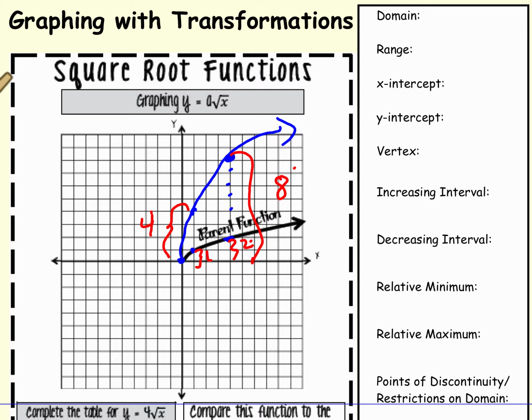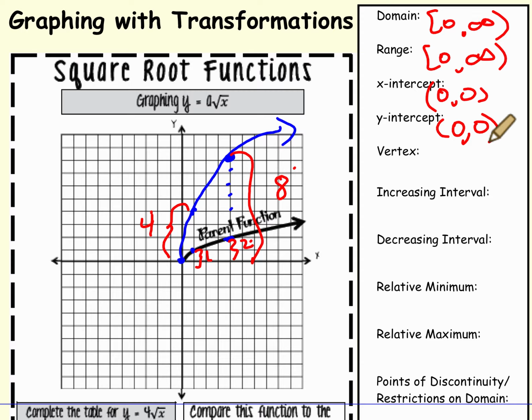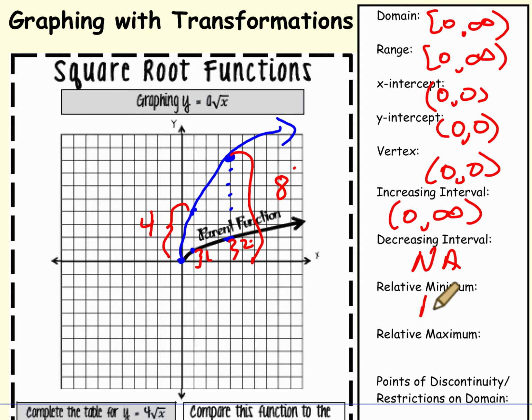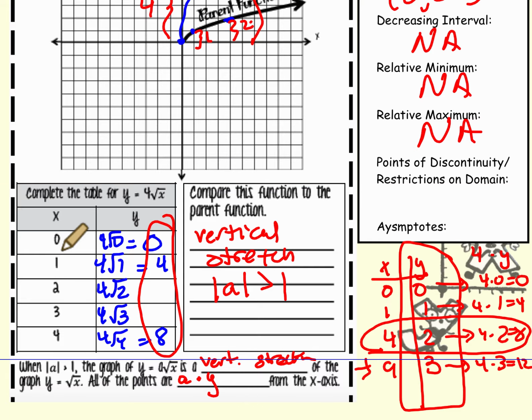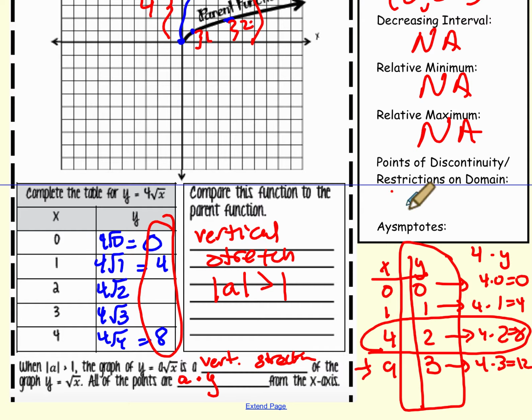Okay, and remember those key characteristics. Can you describe the domain, range, x-intercepts, etc.? So on this one, I see that the domain is the same as the parent function, 0 to infinity. The range also. Vertex is in exactly the same place, so my y-intercept and x-intercepts remain at 0, 0. The increasing interval is from 0 to infinity, same as the parent function. No decreasing, no minimum, no maximum. Restrictions on the domain, same as the parent function. We need our input to be greater than or equal to 0, so we end up with a square root of a positive number.